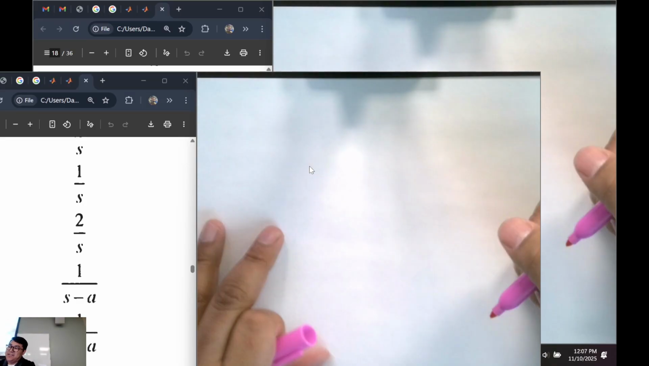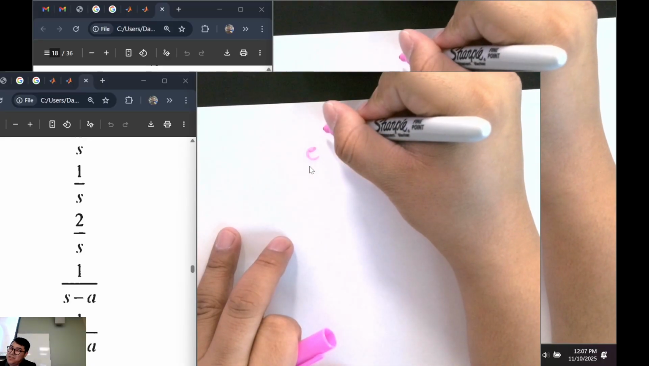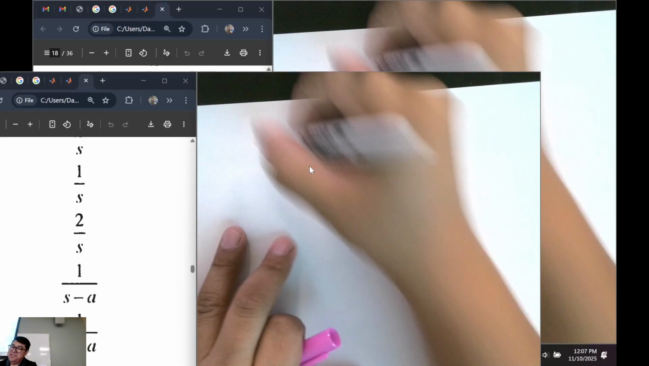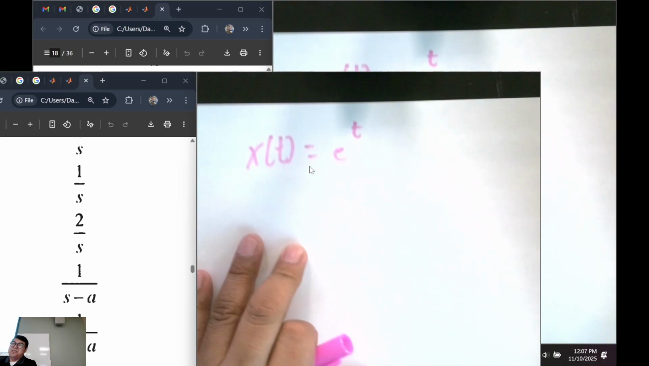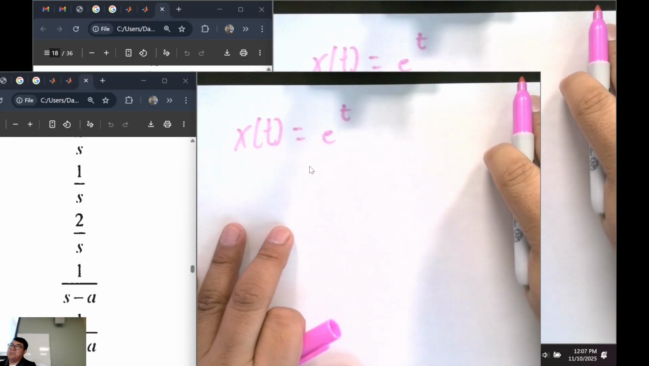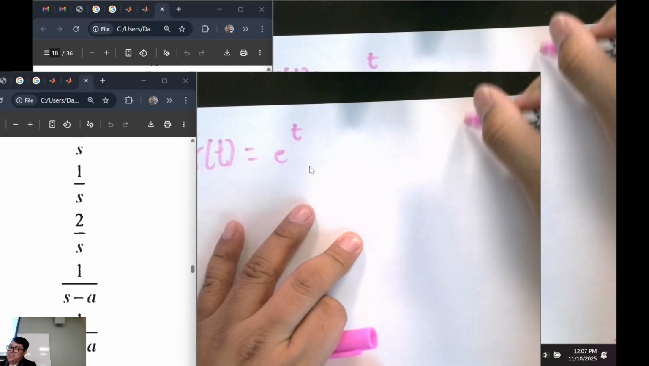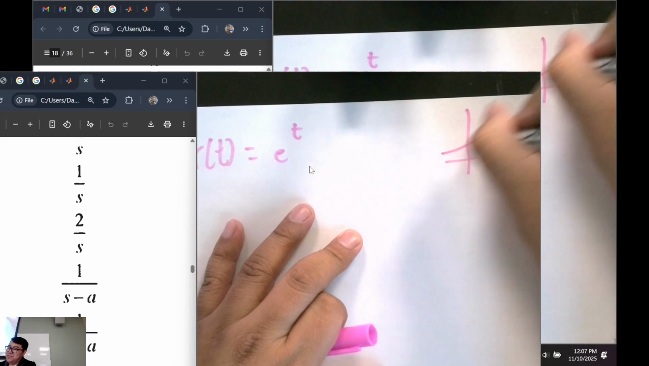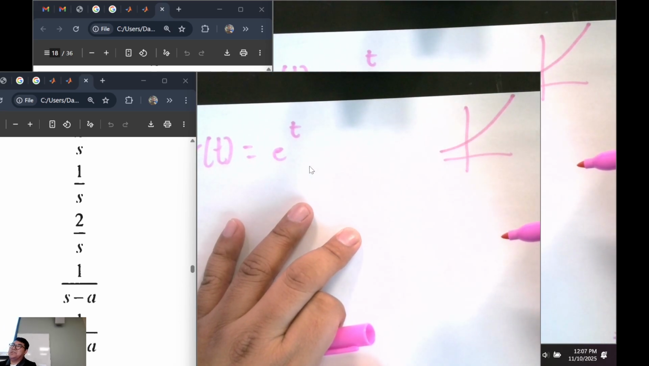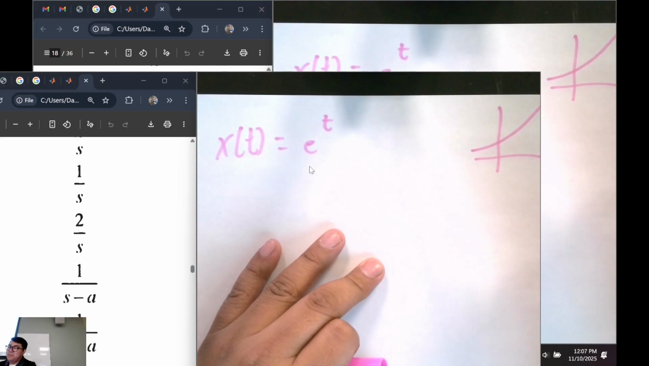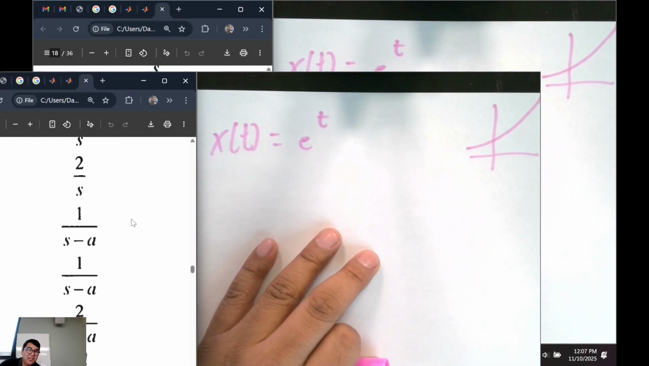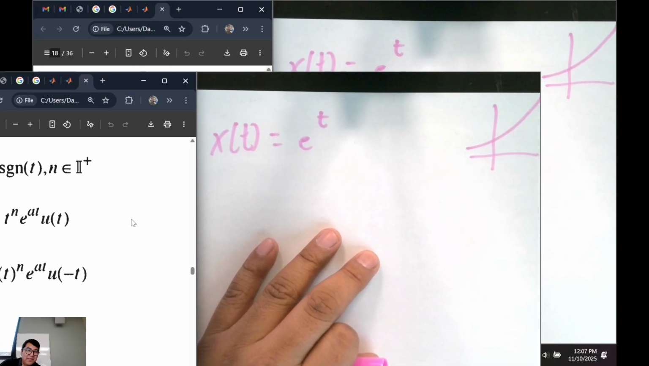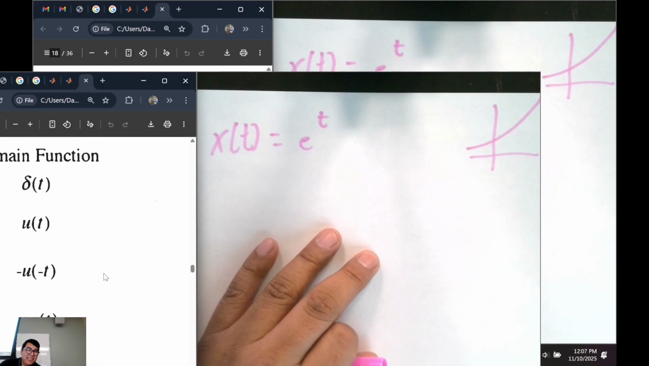So let's just say it's e to the t, right? What is this going to look like? It's going to blow up, correct? It's going to go from like this, just going to infinity, correct? Is that good? But let me tell you this. Let me see. Does he actually give you e to the minus? Let's see. He doesn't give it to you.